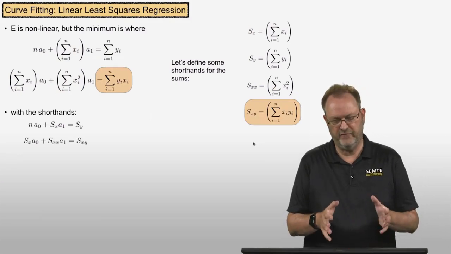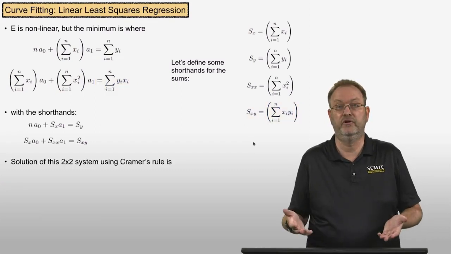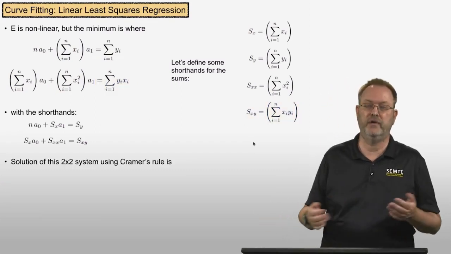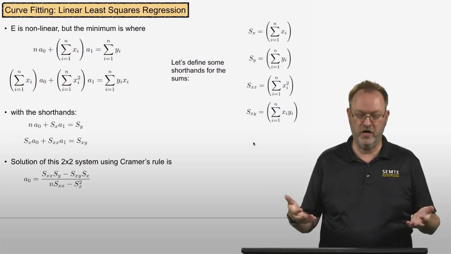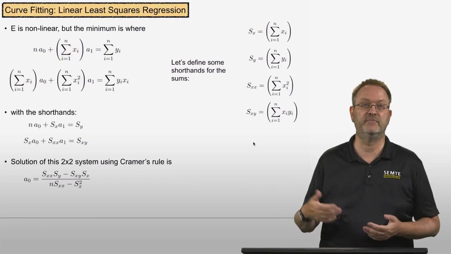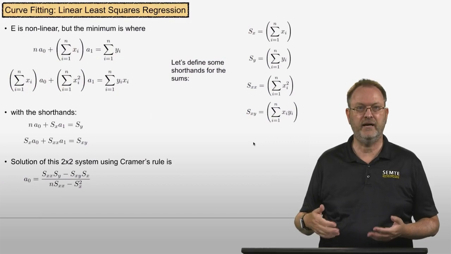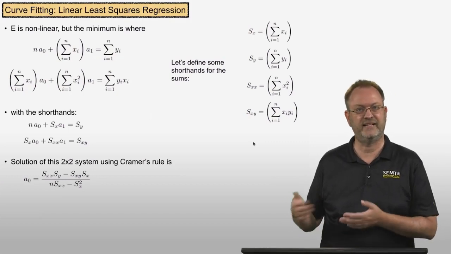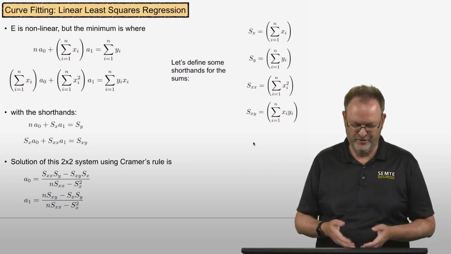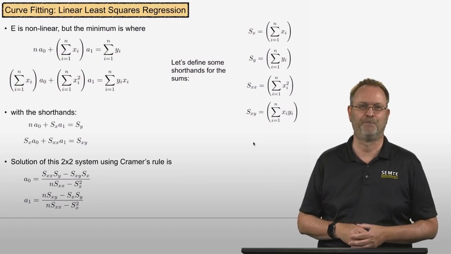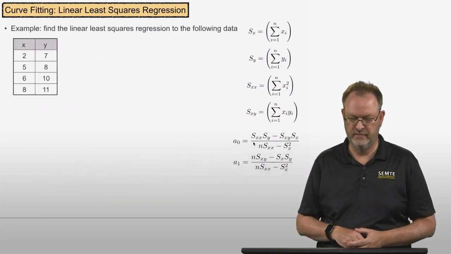Okay, so that's now a compact system of two linear equations that I can solve using, for example, Cramer's rule. So with Cramer's rule, I can directly write that A0 is going to be equal to Sxx times Sy minus Sxy times Sx, divided by n times Sxx minus Sx squared. Mouthful. And A1 is the ratio shown over here. Okay, so that's directly the solution using Cramer's rule.